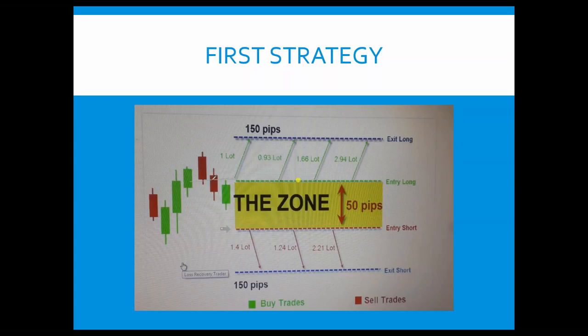Okay, let's see if I can change the color on this. Don't like that. Let's go with red. Okay, that's better. My zone, 50 pips.